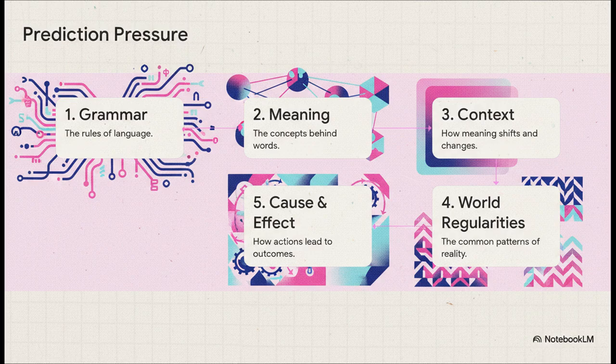That's it. All it does is try to guess the next word in a sentence. But to get really good at that simple game, the model is forced to learn everything else. It has to learn grammar, context, and even the subtle patterns of cause and effect that govern our world. Prediction is the constant pressure that forges this incredible, understanding-like behavior.